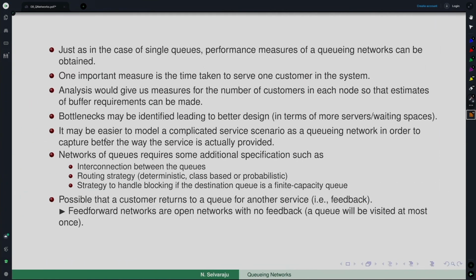So, just as in the case of single queues, performance measures of a queuing network can also be obtained, and of course we need them, so they can be obtained.